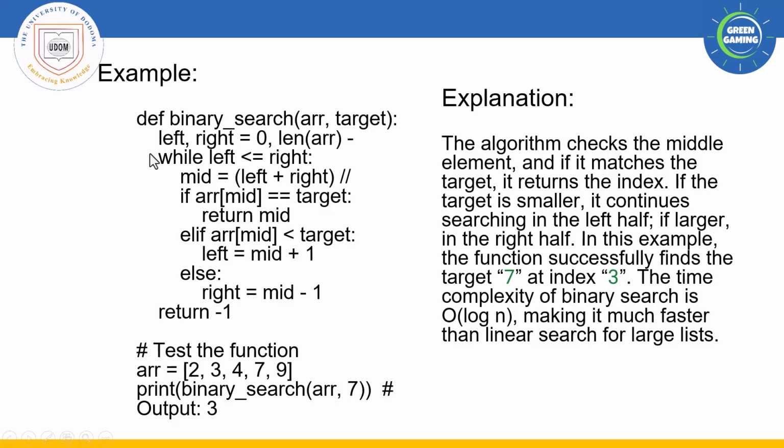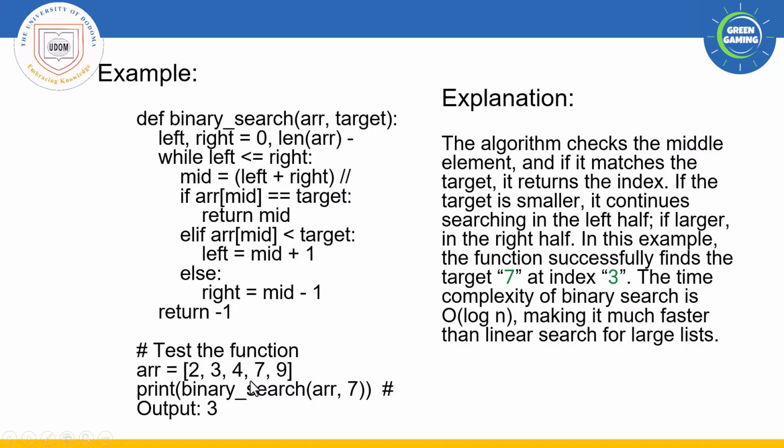As you see here, we divide our list into two. We have a mid here, which is equal to left plus right divided by 2. If array of mid is equal to the target, then return the mid item. So the first thing we do is to check the middle element in our list. See here we have 2, 3, 4, 7, and 9. The middle element in this list is 4, right?